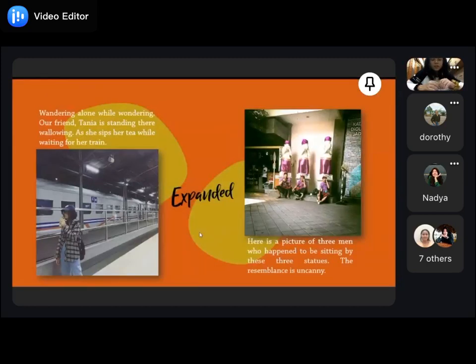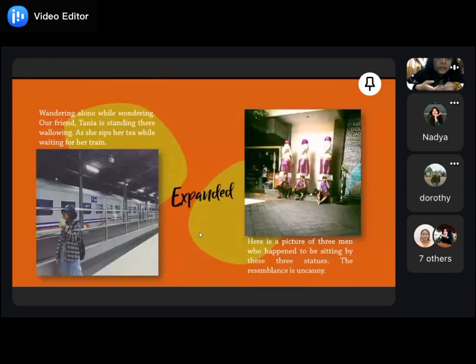For the fourth one, there's expanded. Expanded is a longer version of summary caption. This also includes how the event occurred. So for the first picture, here is a picture: wandering alone. Our friend Tania is standing there wallowing as she sips her tea while waiting for a train. As you can see how the event occurred, she is in a station drinking her tea while waiting for her train.